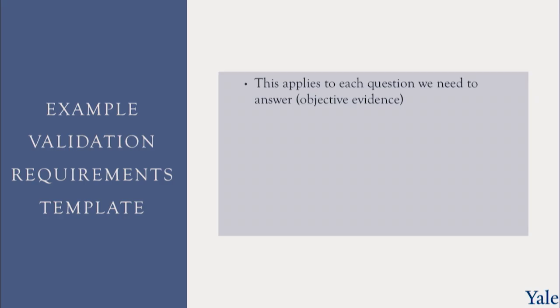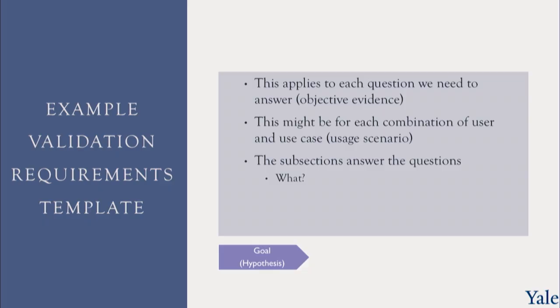So we have 5 intended uses. You're going to repeat this 5 times. So this would be for each combination of user and use case. This is the user scenario, or however you break your studies up to be. And the subsections will answer the questions. What? This is our goal, our hypothesis.